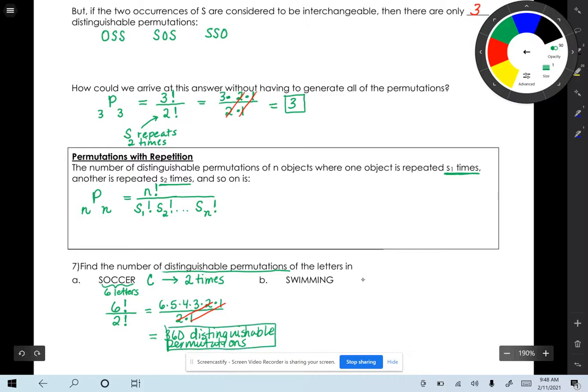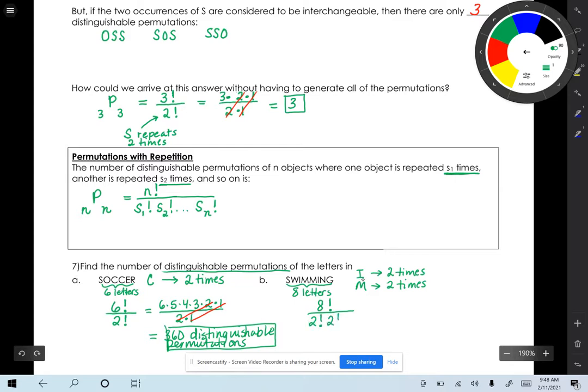Okay, and for the word swimming, many letters there. 1, 2, 3, 4, 5, 6, 7, 8. So 8 letters. And so let's see which letters repeat. I, 2 times. And the other one I see, obviously, is M, 2 times. So how would we do that one? Not hard. The total number of letters goes in the numerator. Denominator, the first letter that repeats is I. It repeats 2 times. And the second one is M, 2 times.